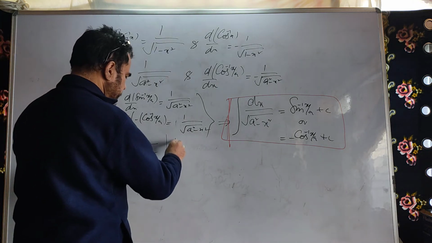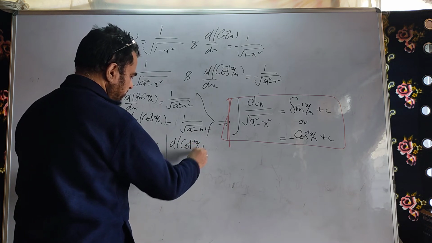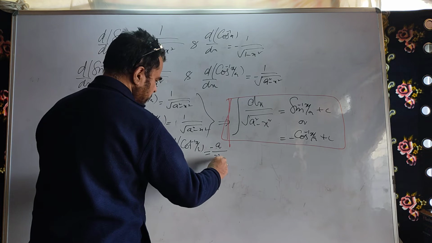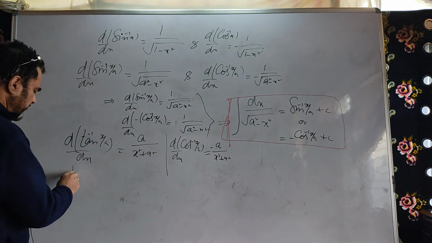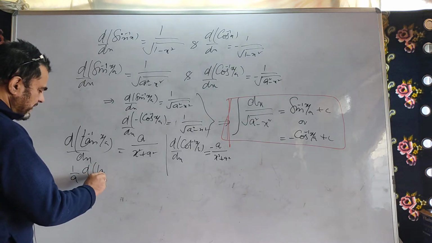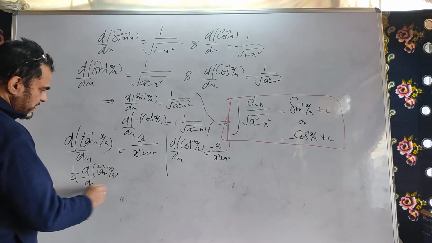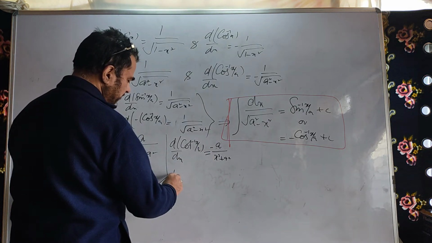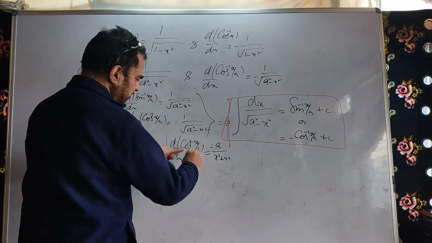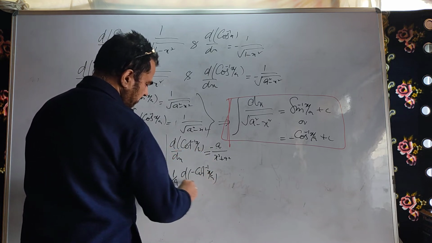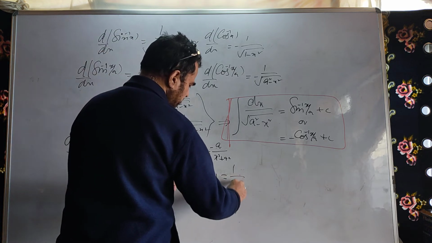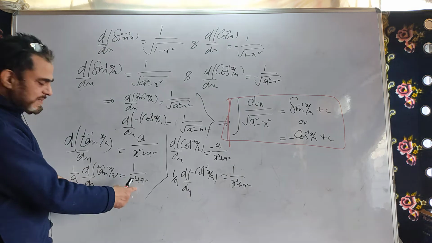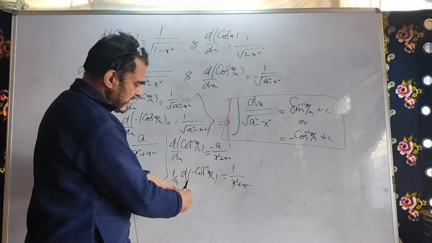When you differentiate cot inverse x by a with respect to x, you see this will be minus a by x square plus a square. So I can write that 1 by a times the derivative of tan inverse x by a with respect to x is 1 by x square plus a square. Here, taking 1 by a, the derivative of minus cot inverse x by a with respect to x is again 1 by x square plus a square. Here I am observing the derivative of 1 by a times tan inverse x by a is this, and 1 by a times the derivative of minus cot inverse x by a is again this.